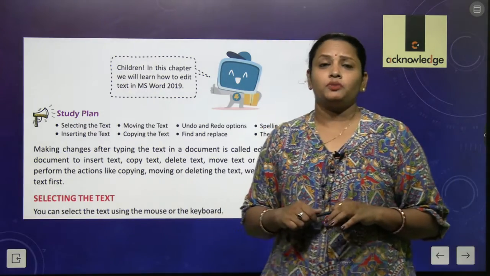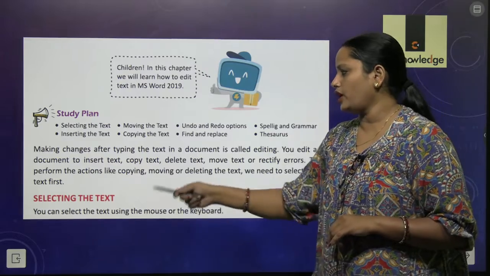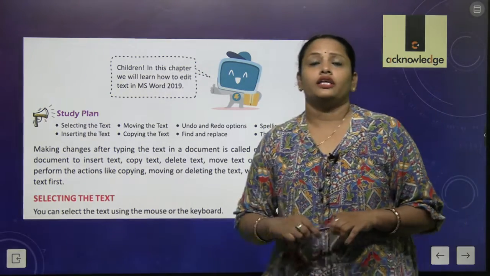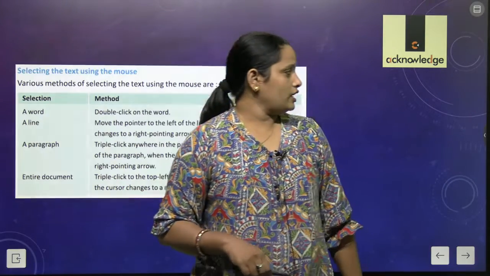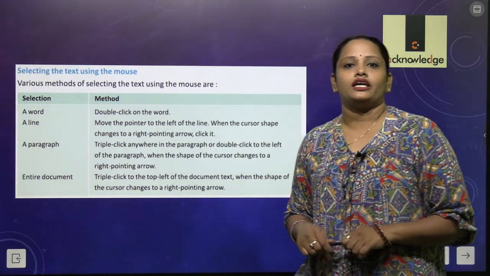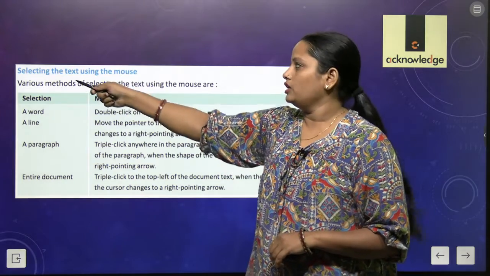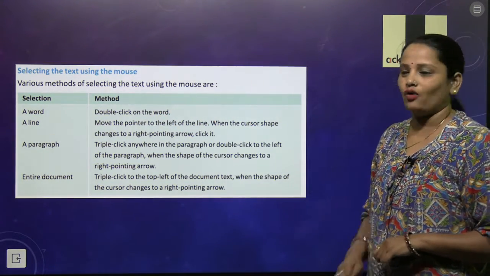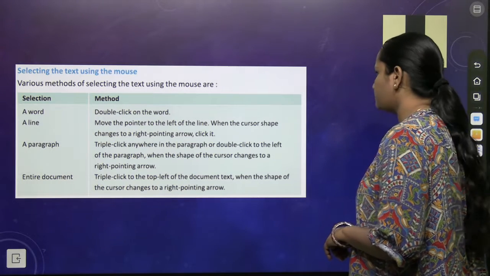Okay, let's begin with selecting the text. You can select the text using the mouse or the keyboard. There are two ways of selecting the text. One way is by our mouse and the second way is by the keyboard. First, we are going to learn about selecting the text using the mouse. How can we select the text using the mouse?